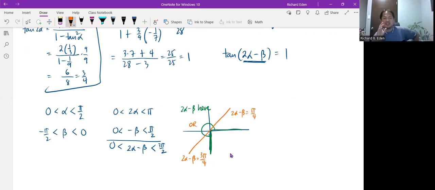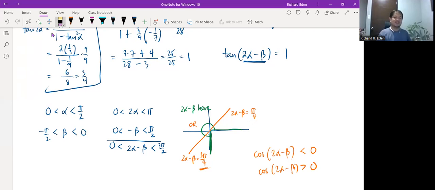Anyway, this shows that maybe you can do this. We have come up with these two choices. Maybe you could try, what is cosine of 2 alpha minus beta? Because what if it turns out to be negative? That means it must be 3 pi over 4. What if cosine of 2 alpha minus beta is positive? Then that lets us choose pi over 4 definitely. So you may look into things like that.